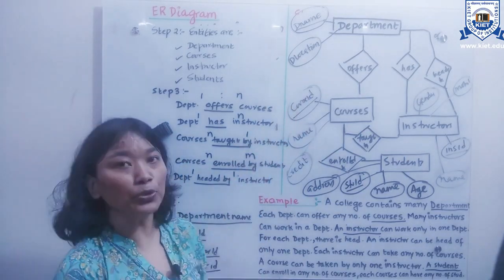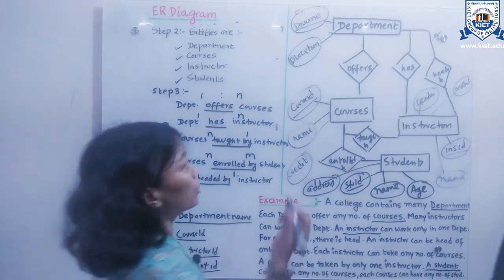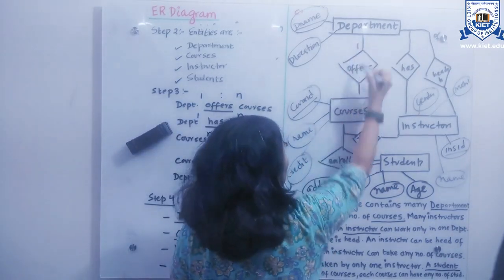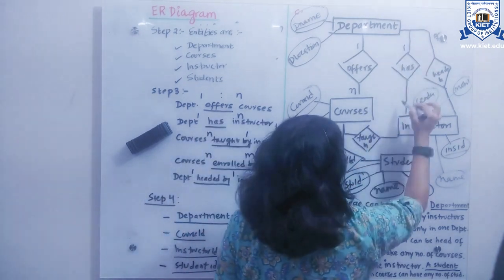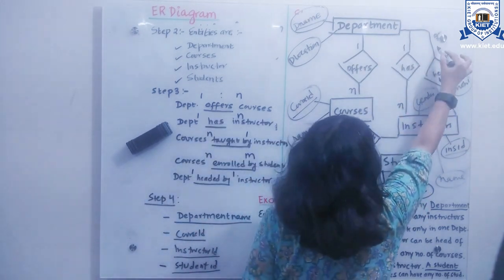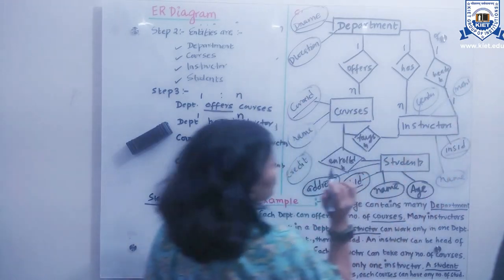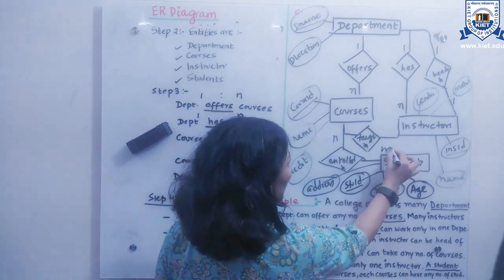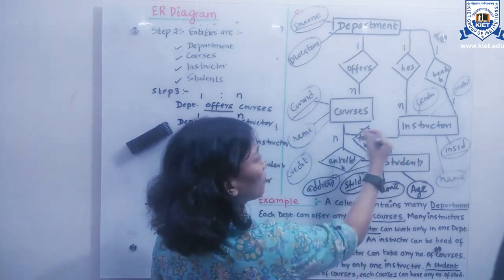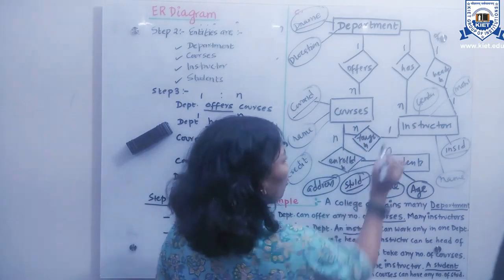Now it's time to put the cardinality ratio. So department offers multiple courses, 1:n. Department has instructors, 1:n. Department headed by instructor, 1:1. Courses enrolled by students, n:m. Courses taught by instructor, n:1.